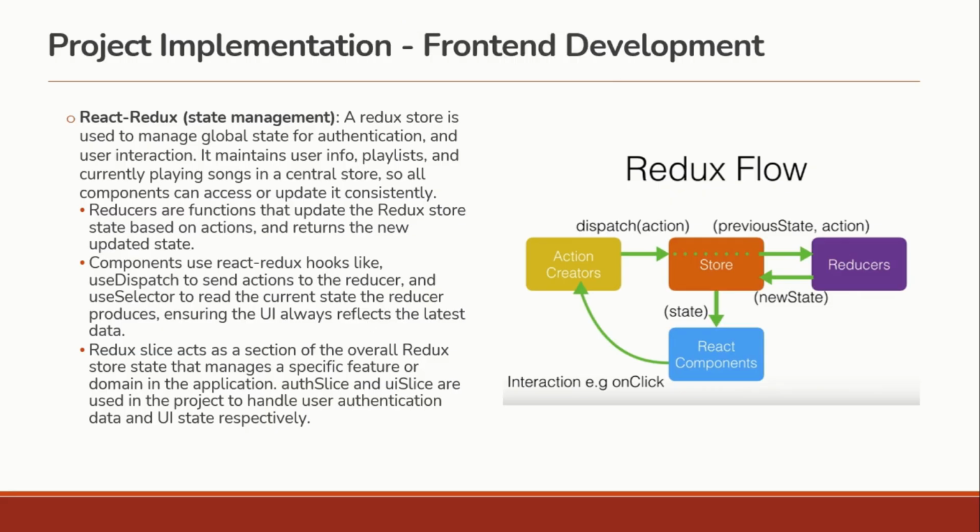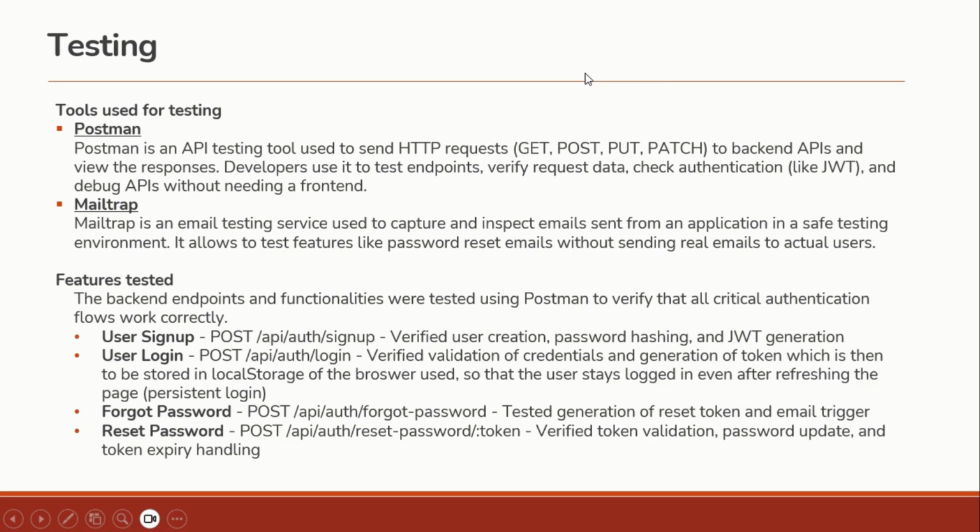Testing. There were a few tools that were used for testing, like Postman, which is an API testing tool used to send HTTP requests like GET, POST, PUT, PATCH to backend APIs and view the responses. We can use it to test endpoints, verify the request data, and check authentication without needing a front end.